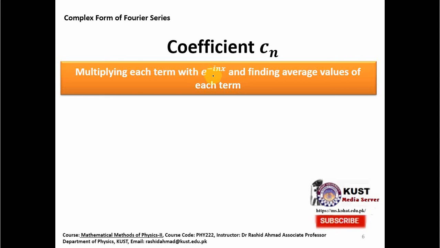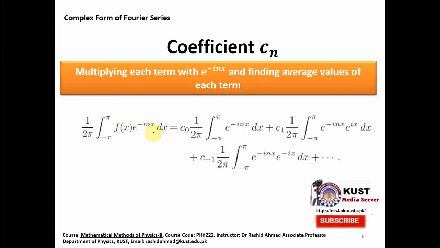Particularly note this minus sign over here. What will happen is that the particular term will not vanish and the others will be equal to 0, and then when we find the average values of each term, all terms go to 0 except that particular term, and we will get that particular coefficient. So for example, over here you can see that we have multiplied this function with e raised to power minus iota nx, and then we get this e raised to power minus iota nx on the right side multiplied with each term: the first term, the second term with c1, the third term with the c minus 1 coefficient, and so on.